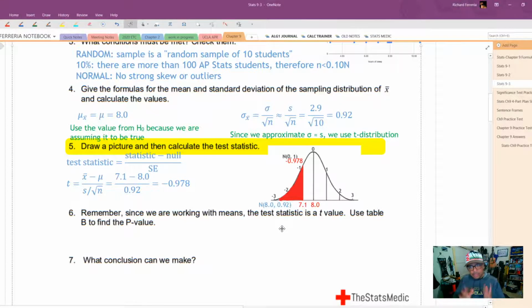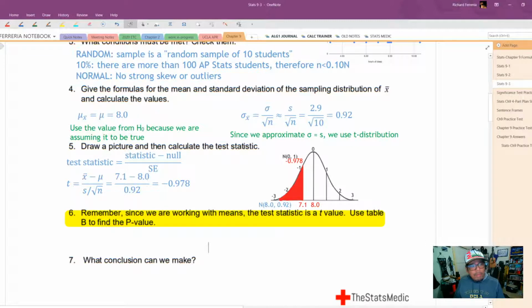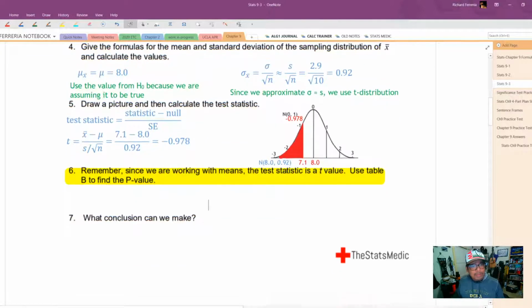And just looking at the area, that area looks pretty big. Looks like a lot of area, which means our p-value is probably going to be a large value. Remember, since we're working with means, the test statistic is a t-value, so we're supposed to use table B to find the p-value. And actually, we're always going to be using our calculator. So let's grab a calculator here to figure out the p-value, since we haven't done that as much.